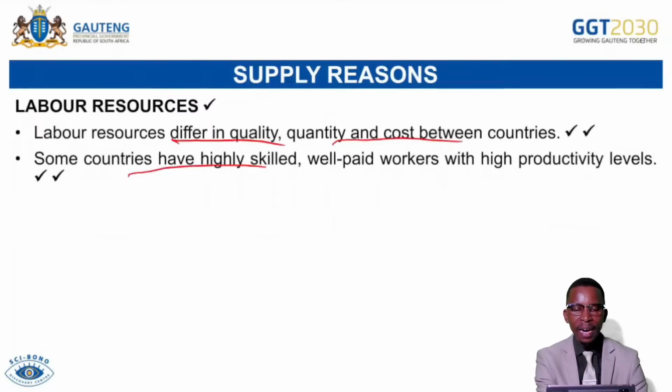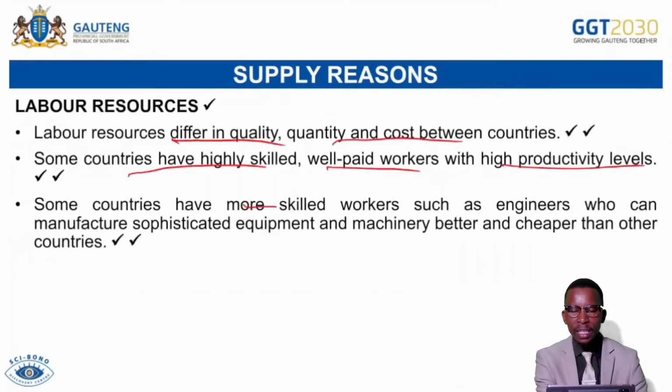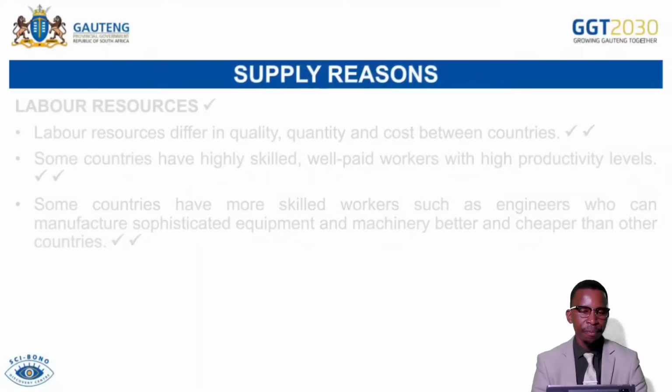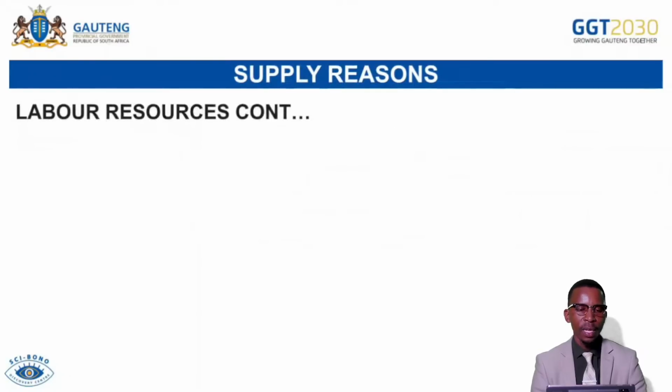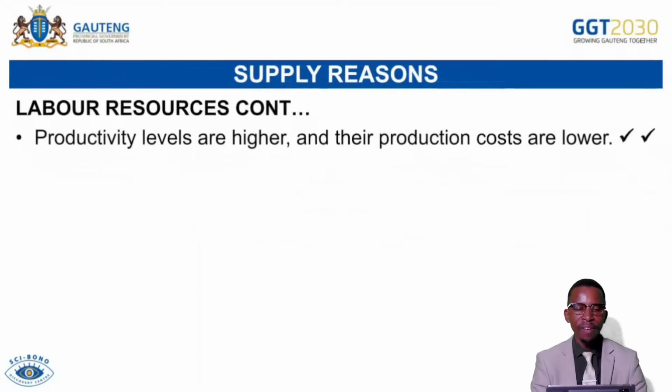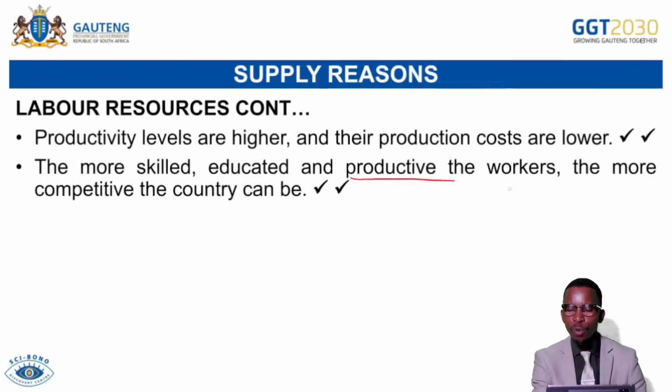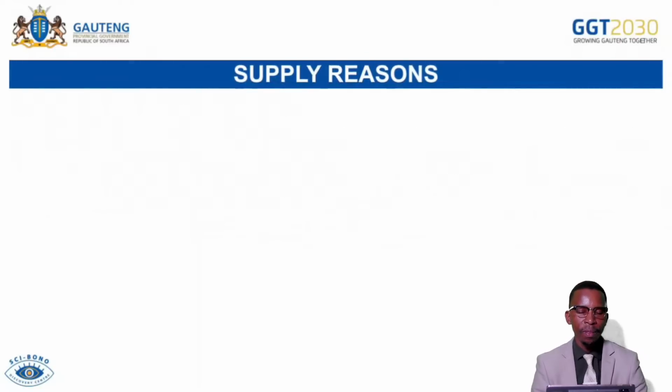Labor resources. Labor resources differ in quality, quantity, and cost between countries. So some countries have highly skilled and well-paid workers with high productivity levels. Some countries have more skilled workers, such as engineers, who can manufacture sophisticated equipment and machinery more and cheaper than other countries. Productivity levels are higher and their production cost is lower.